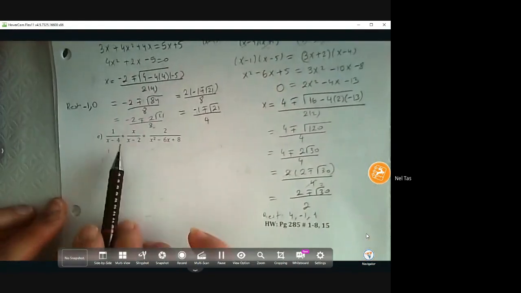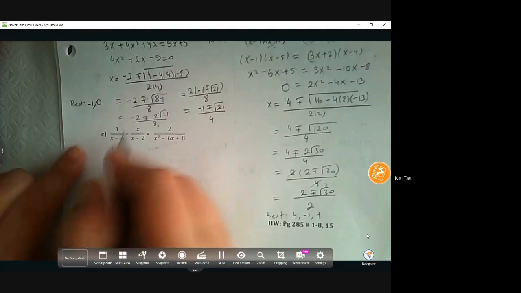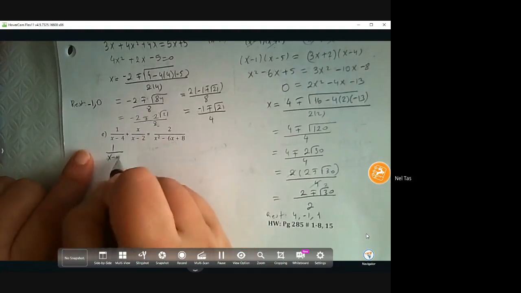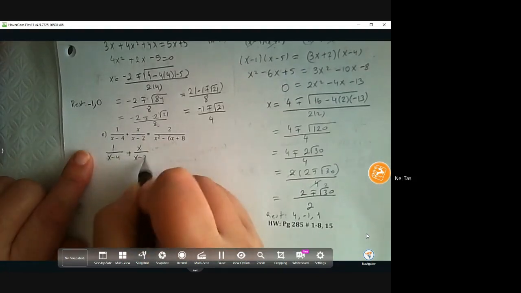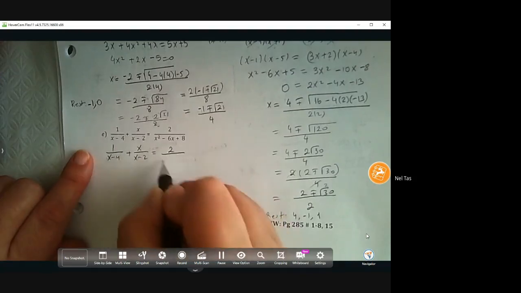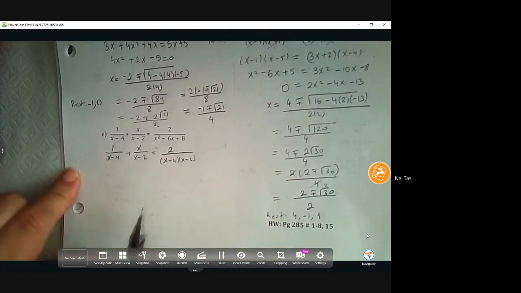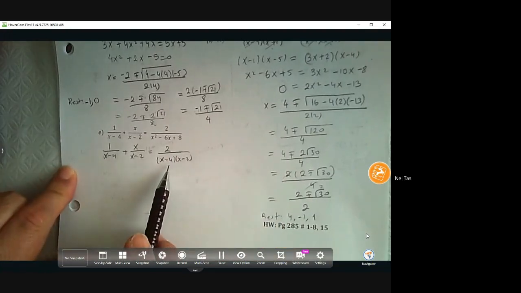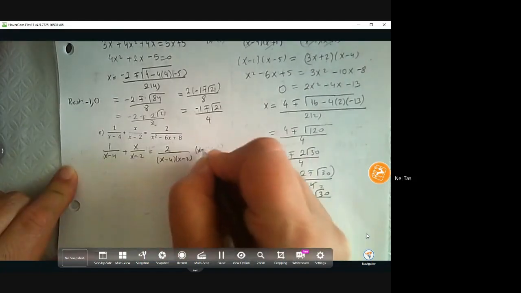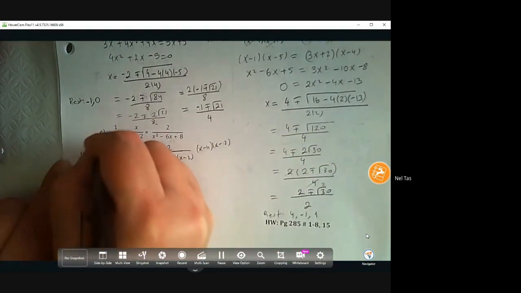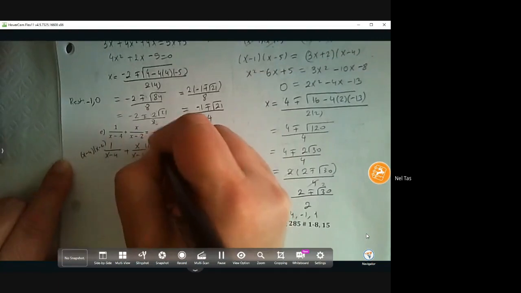Okay, so the last question. Again, we have something to factor here, on the right side. So we will start with factoring. So 1 over (x minus 4) plus x over (x minus 2) equals 2 over, if you factor this, you get (x minus 4) times (x minus 2). So LCM, as you see, (x minus 4) times (x minus 2). We multiply every term by this.